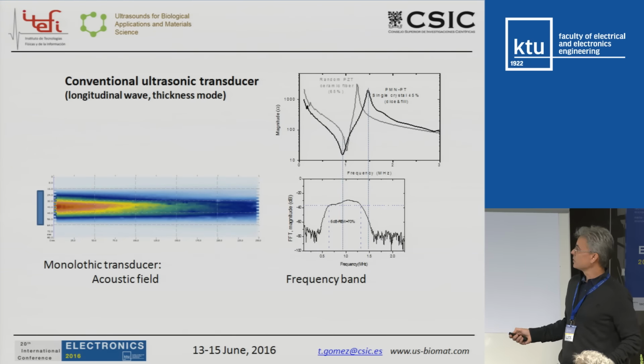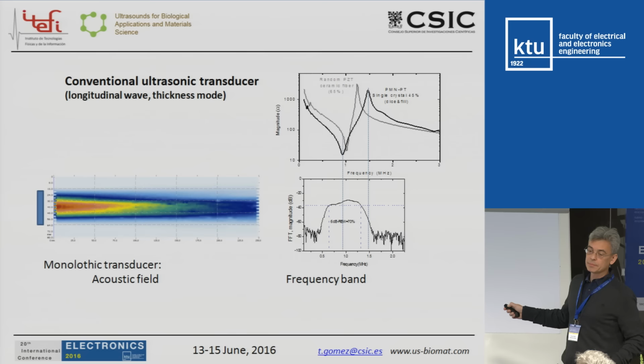This is what we have with a monolithic transducer. We have the two peaks in the electrical impedance. You have a band that is related to the location of these two peaks. This band is larger here because we have put some matching layers in this case, and this is the typical field that you have with this kind of transducer.